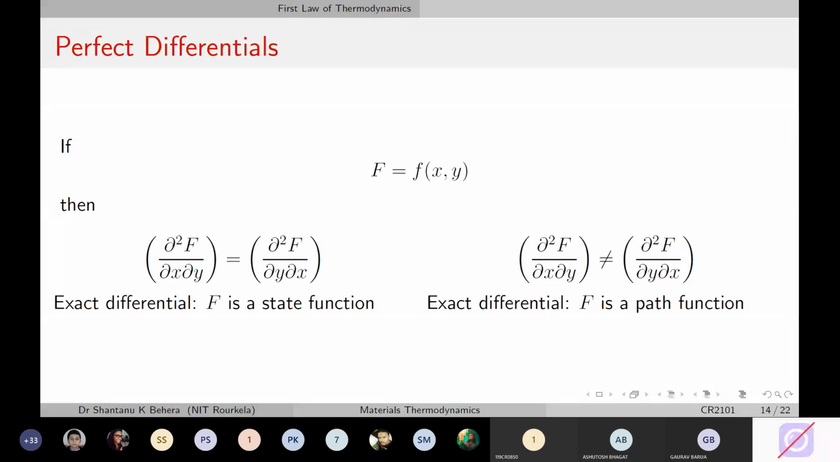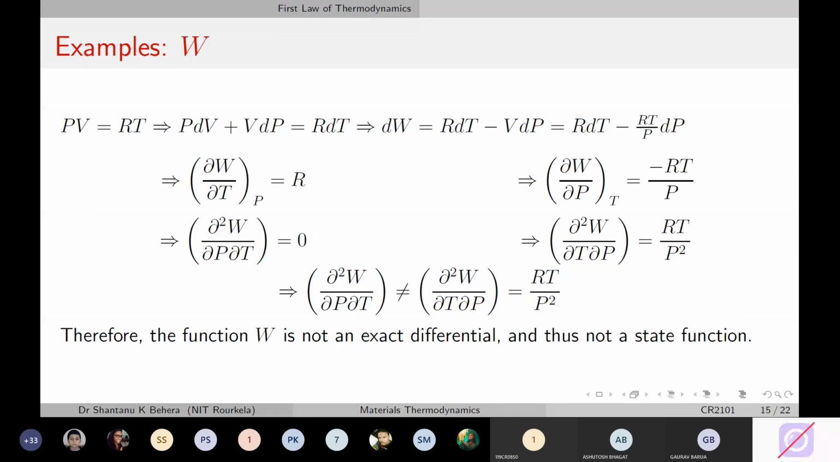We have done an example. We can go with that. Take an example, say, W is work. First we need to find an expression for dW in terms of the variables that we have, P, V, or T.